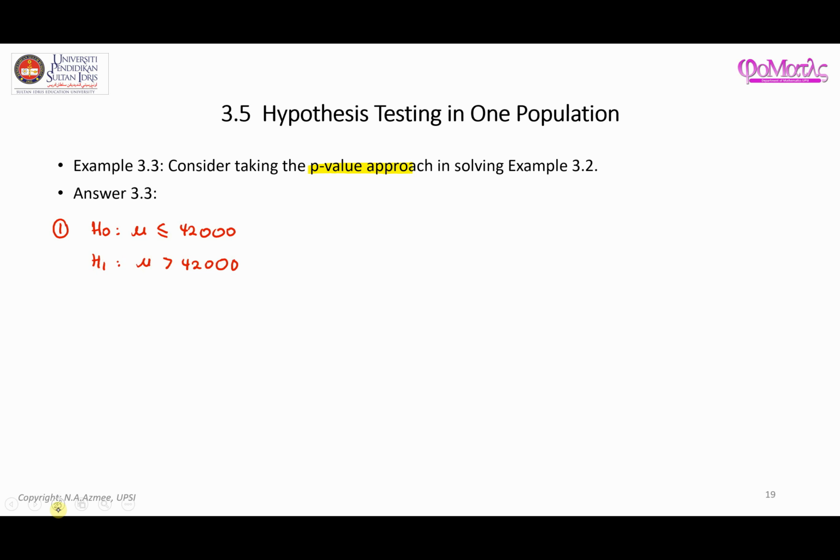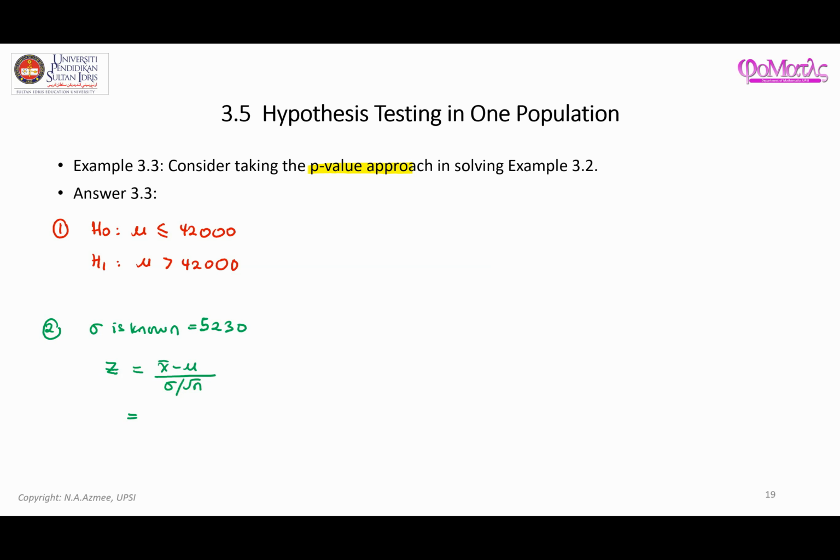Now we move on to calculating the test statistic. And again, because sigma is known, the value is 5230. Therefore, the statistical test that we have to use is the Z statistical test, and the formula given here is x bar minus mu over sigma over square root of n. And we're just going to apply the values.